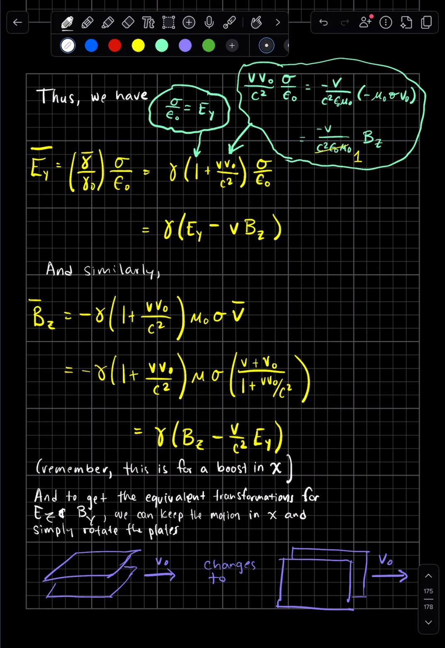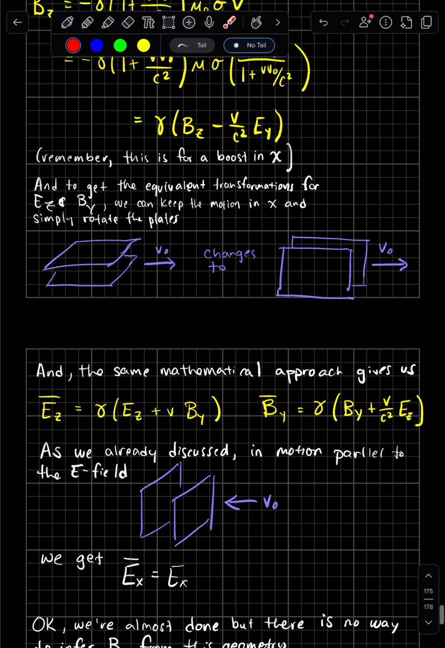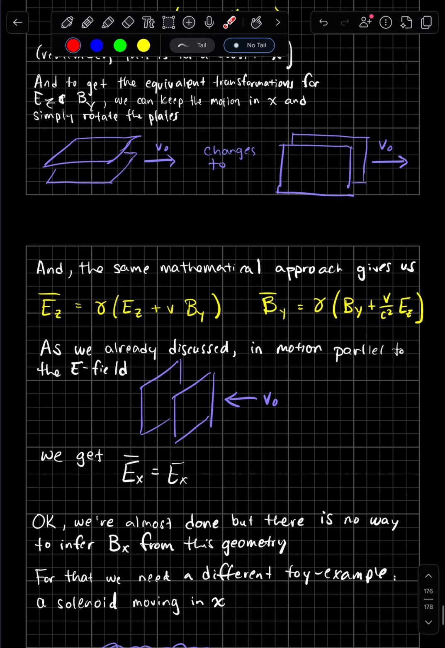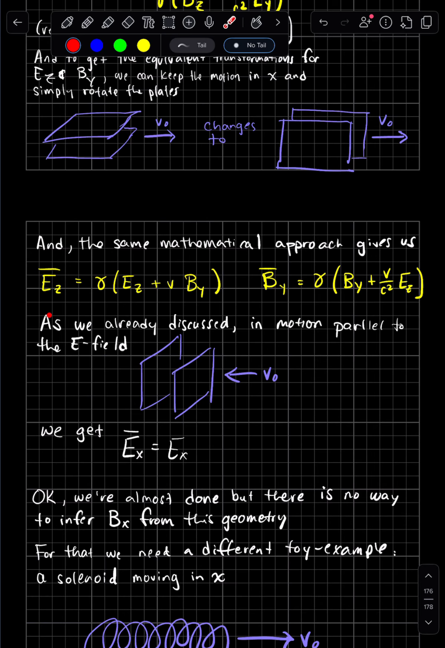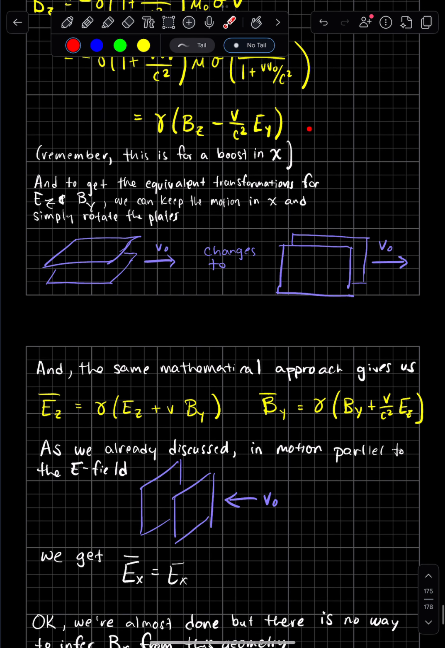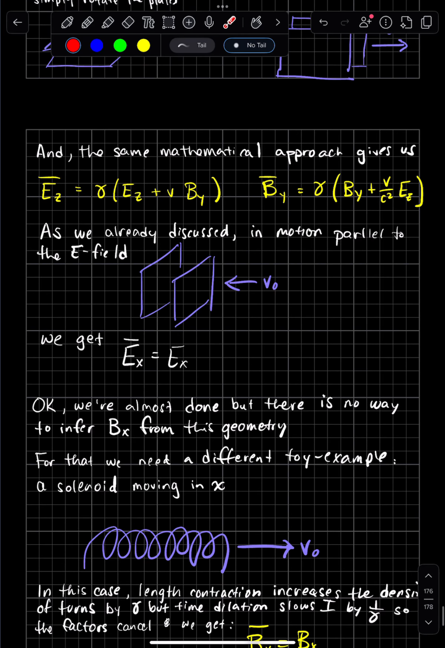We can keep the same motion that we were doing. We were moving in X, but let's now orient the plates this way instead of this way. And when we do that, if we do the math, you'll have to take my word for it, but it works out that we get that EZ bar equals gamma times (EZ plus V BY), and BY bar equals gamma times (BY plus V over C squared EZ), which has its similarities to these terms here.